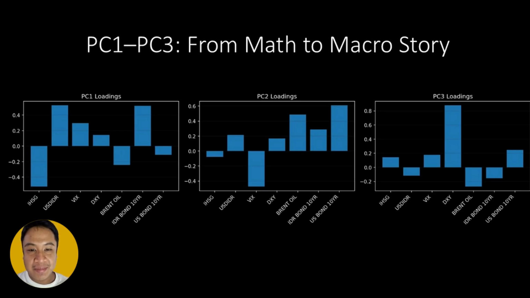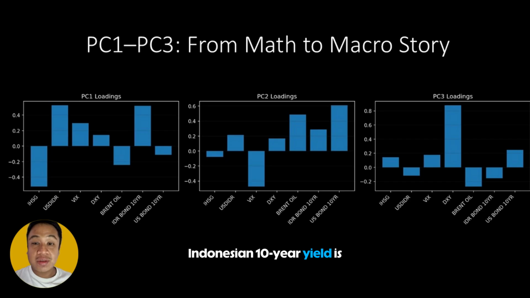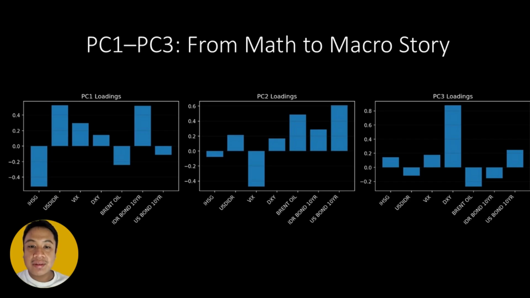PC3 on the right. The standout is DXY with a big positive loading. Indonesian 10-year yield is quite negative. US 10-year is modest positive. So PC3 looks like a dollar strength versus Indonesian duration factor, a more specific FX rates interaction.